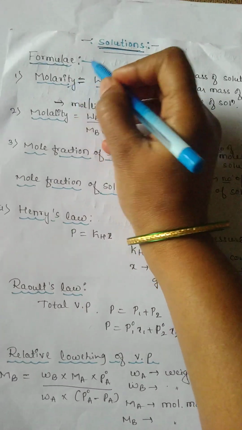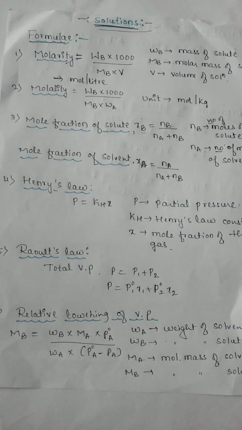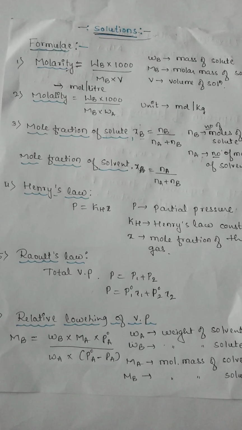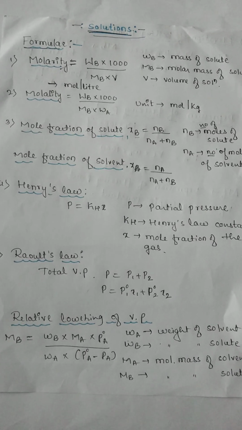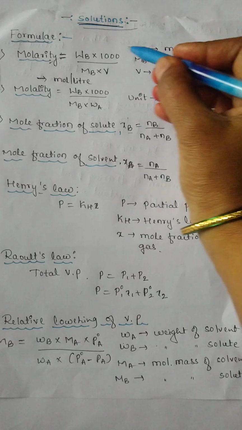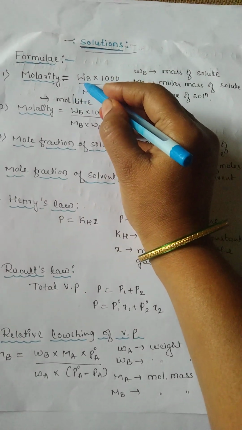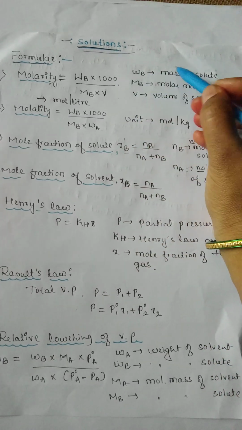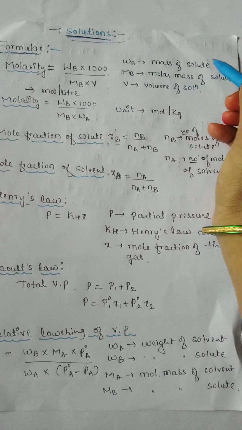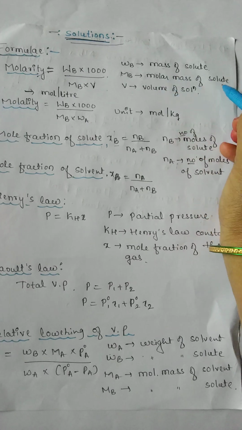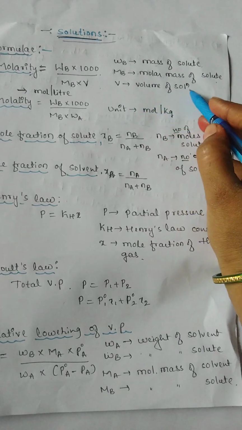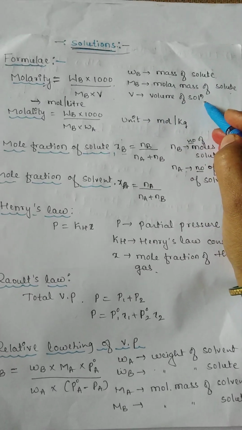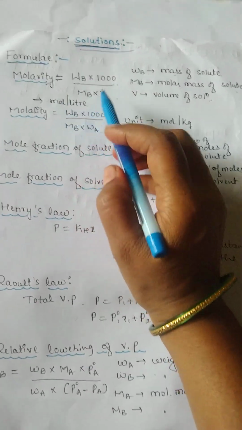The first one is molarity. We know that molarity is the number of moles of solute dissolved in 1 liter of solution. So here, WB into 1000 divided by MB into V. Here WB stands for mass of the solute, MB is the molar mass of solute, V is the volume of solution. Here the unit will be moles per liter.